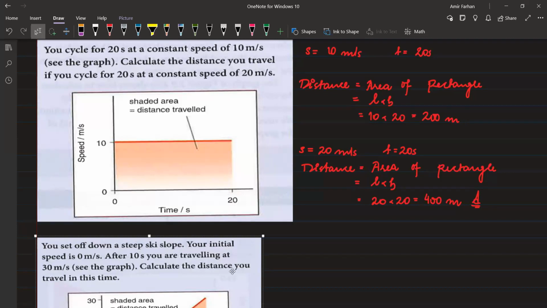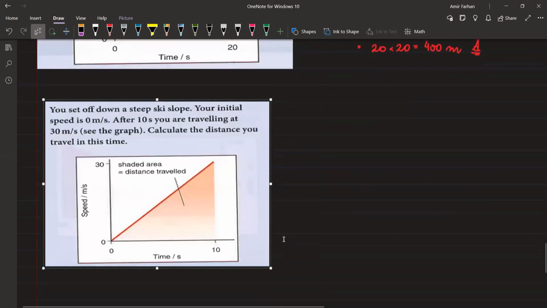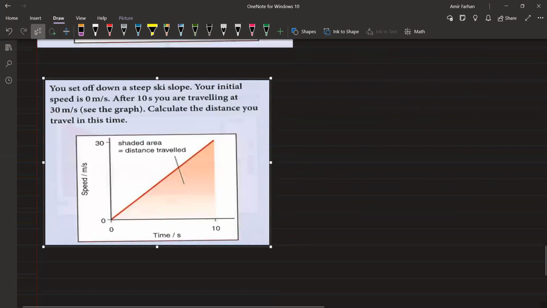Once again, let me just draw the graph. Or you can take a screenshot of this graph. Okay, took a screenshot. Okay, so Ayaan, the next question is this one.